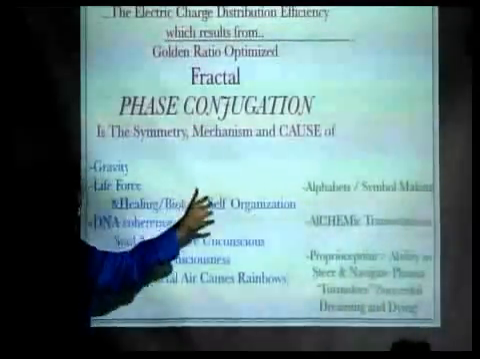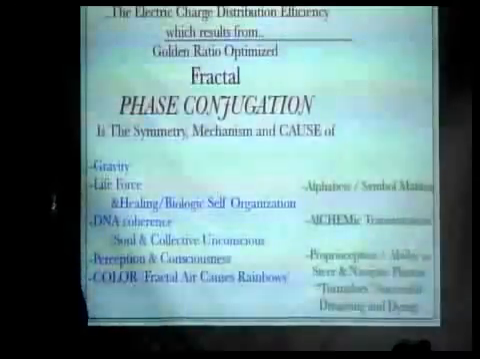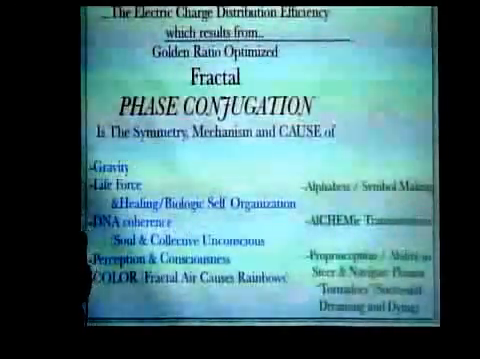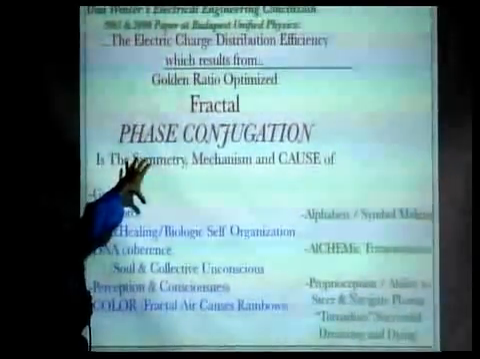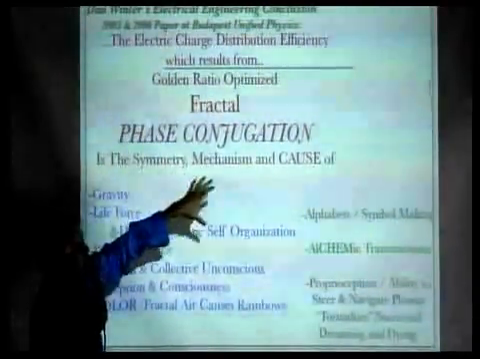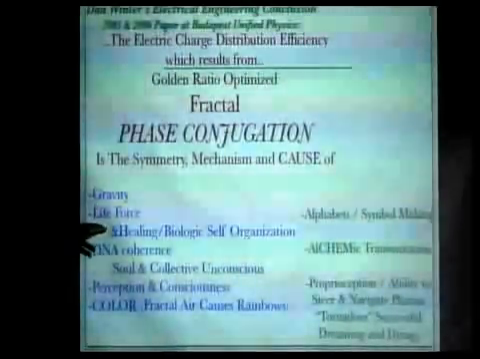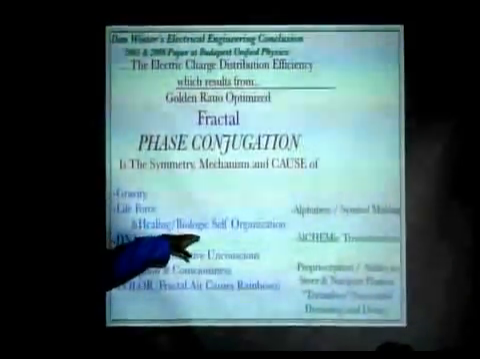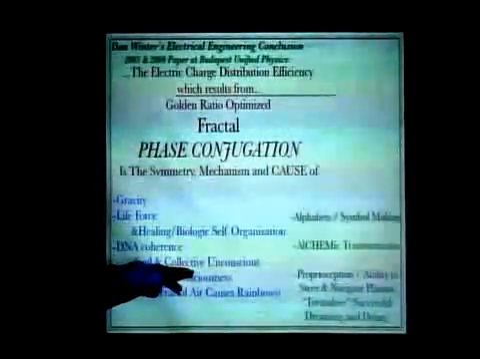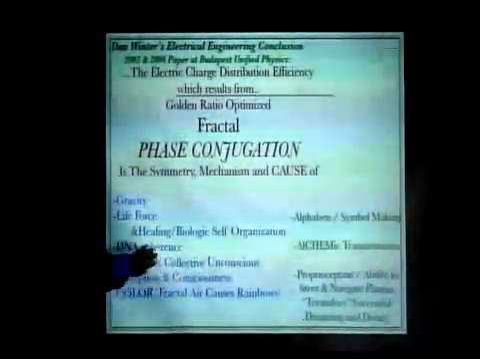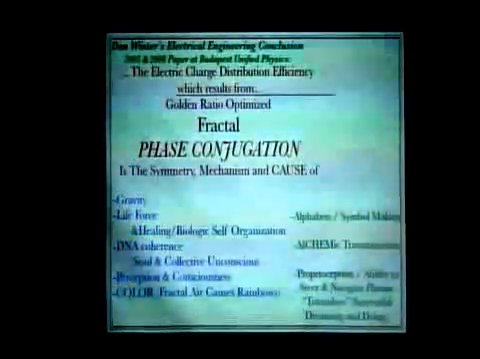So as an electrical engineer, I formulated and stated the hypothesis at the first International Unified Physics Conference in Budapest in '06 and then in '08 that specifically golden ratio optimized fractality, phase conjugation, is the electrical symmetry, mechanism, and cause of gravity, life force, and healing, all biologic self-organization. It's a cause of DNA coherence, basically soul, and the collective unconscious is an electric radio based on that, what's called a phase conjugate dielectric. It is the cause of perception.